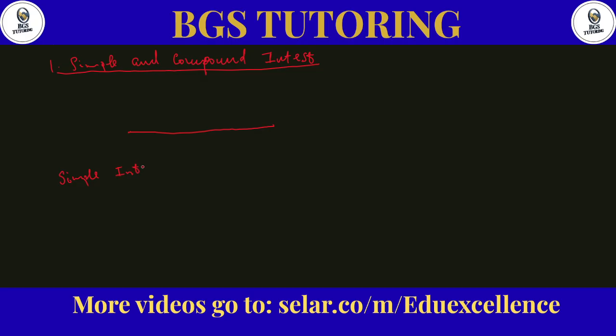I'm just going to call it simple int. So for simple interest, the formula was A is equal to P(1 plus in). This is the formula that we use for simple interest. And then compound interest, I'm just going to call it comp int. Compound interest would say A is equal to P(1 plus i) to the power of n.